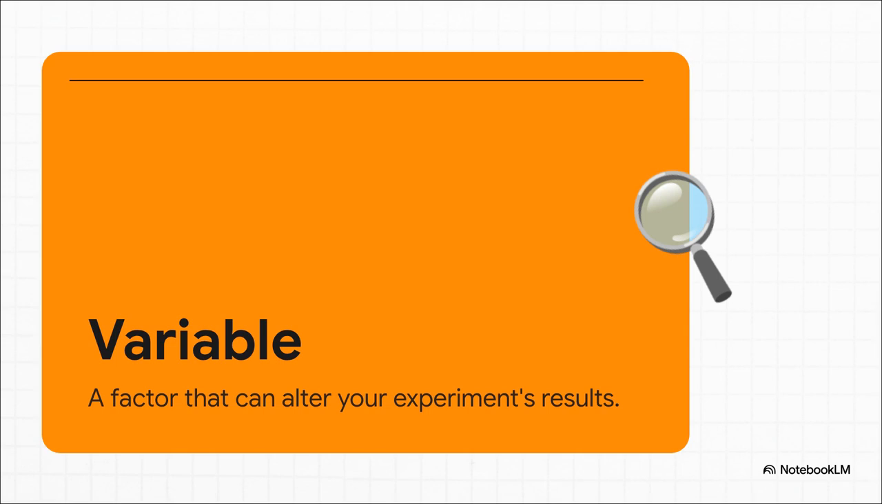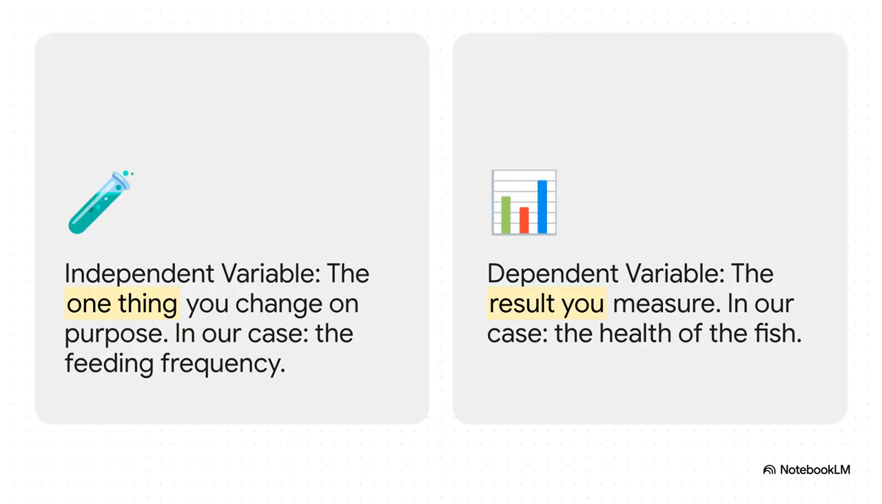You know, in any experiment, there are a bunch of moving parts, right? Factors that could change and totally mess with our results. Scientists have a word for these: variables. Our job, as detectives, is to isolate the one variable we think is causing all the trouble. Now, to test our idea the right way, we've got to understand two key players. First, there's the independent variable. That's the cause. It's the one thing we are going to change on purpose. For us, that's how often the fish gets fed. Then we have the dependent variable. That's the effect. It's the thing we're going to measure. In this case, that's the health of the fish.